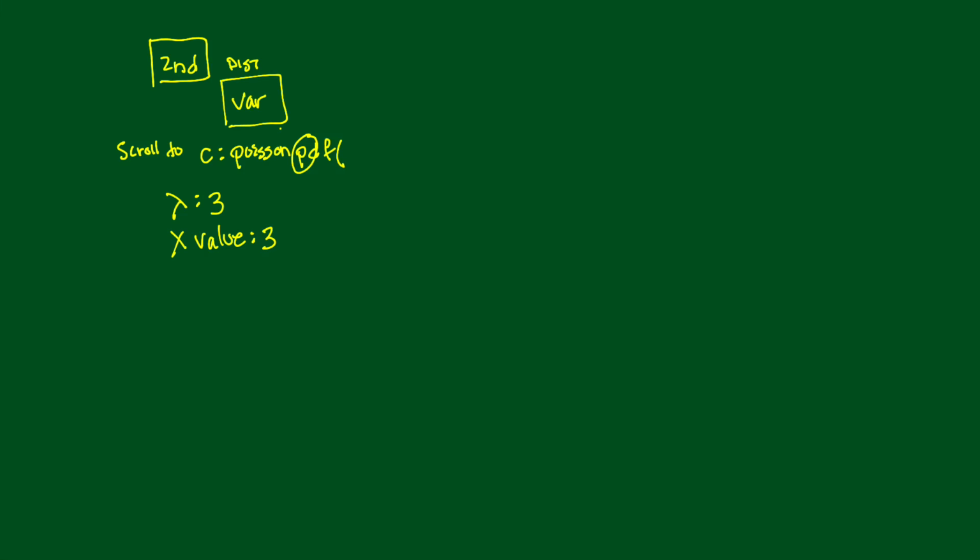A lot of 3's in this problem. So you put in 3 there. Then arrow down to paste and press enter. What comes up, you can't see the whole thing, but it's Poisson PDF, and then it tells you 3, 3. Now press enter, and what comes up is that 0.2240. There we go.